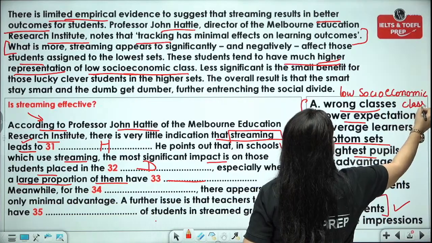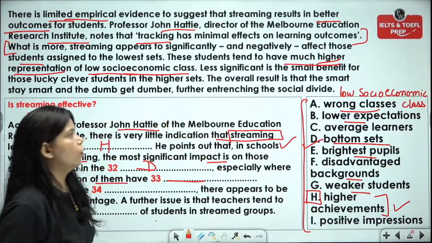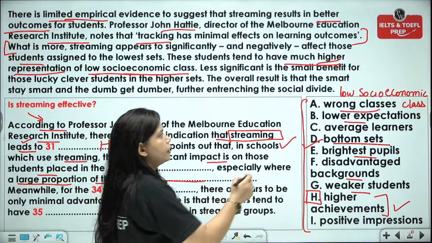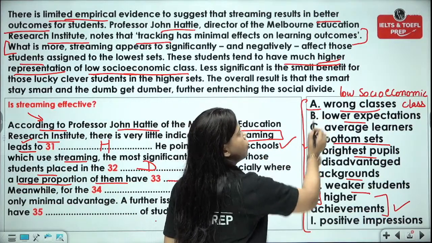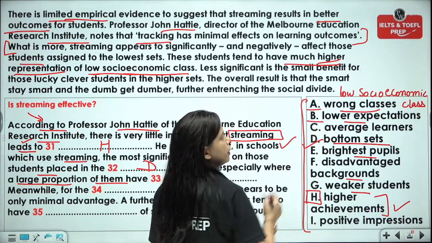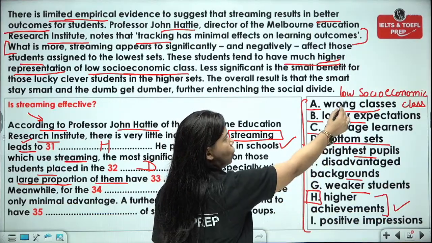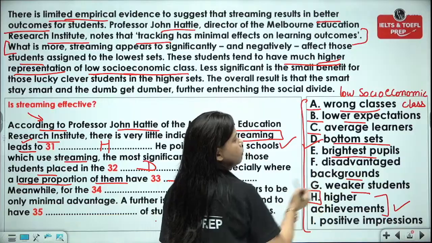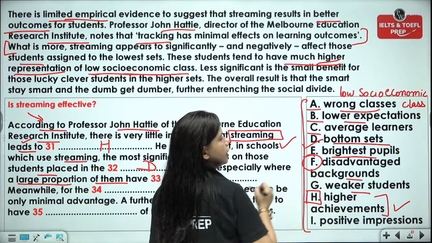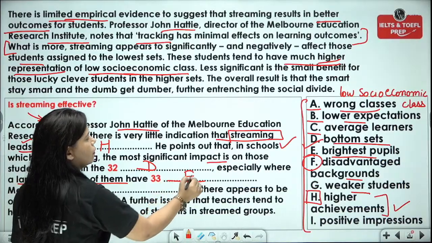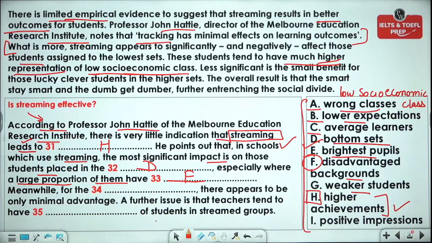Where do you see the paraphrase of low socioeconomic class? You need to pick up speed. Low socioeconomic class. Is it wrong classes? No. Is it lower expectations? No. Is it average learners? No. Bottom sets already done. Low socioeconomic class. Can it be brightest pupils? No. Can it be disadvantaged backgrounds? Yes. Disadvantaged backgrounds. That is our answer number 33, which is F.